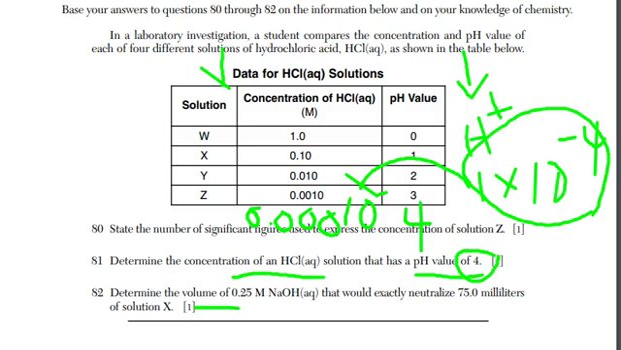All right, for 82, we're determining the volume of 0.25 molar sodium hydroxide that's going to exactly neutralize 75 mL of solution X. So what do we got in solution X? We got 0.1 HCl. Oh, we're talking about neutralization. We have a mathematical equation for that. You got to go to reference table T.